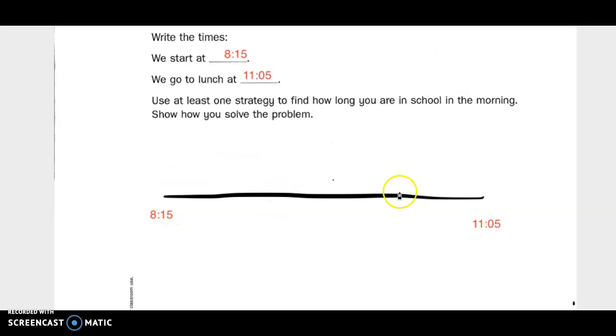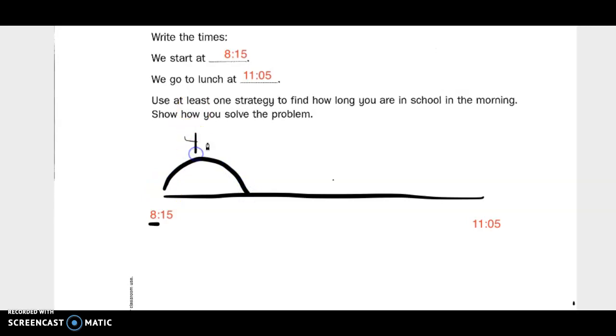I don't want to keep jumping by hours because, if I keep going, 8:15, 9:15, 10:15, 11:15. And now I am over my end time. So that's not going to work. How should we get there? Well, let's bring it to a nice, even hour. How many minutes to get to our next hour? If it's 8 o'clock, we want to get our next one to 9 o'clock. If you said 45 minutes, I think that is an awesome start.